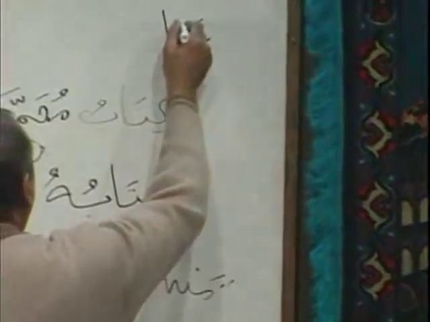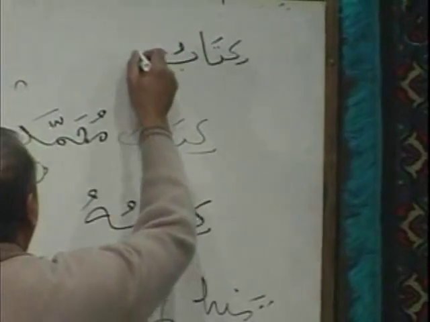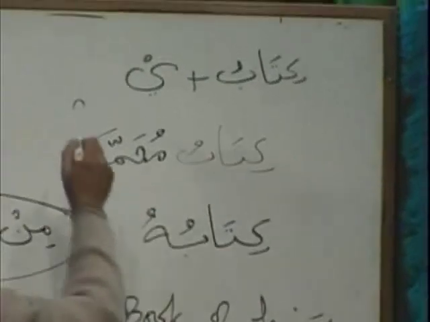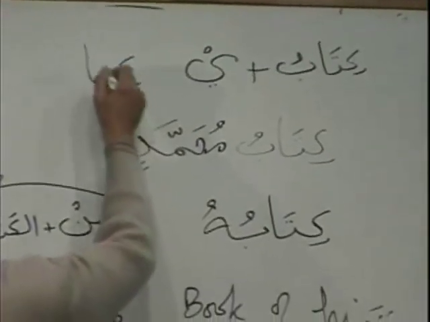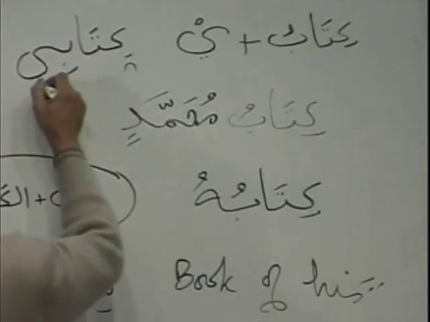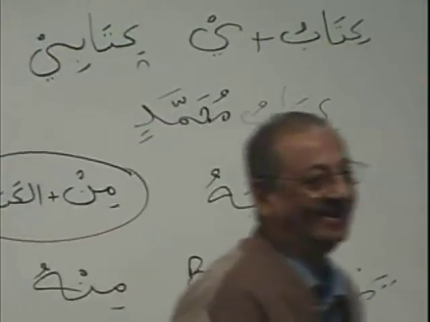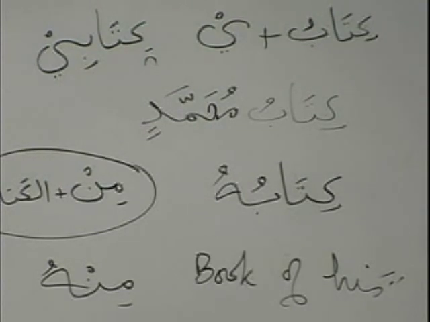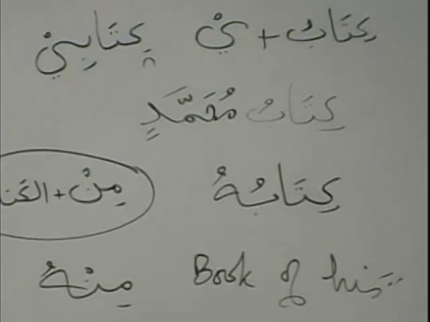And then my book. What happened with ya mutakallim? Look at this, brother. What is this? Mudaf. And what is this? Mudaf ilayhi. When you attach ya mutakallim, what did it do? It brought it down. It became kitabi. But to me, it is still kitabu, because it is mudaf, and ya mutakallim brought it down. Kitabi. How will you say our book?